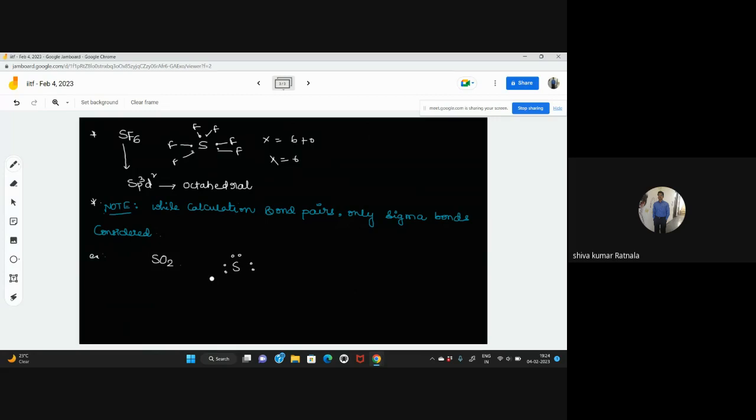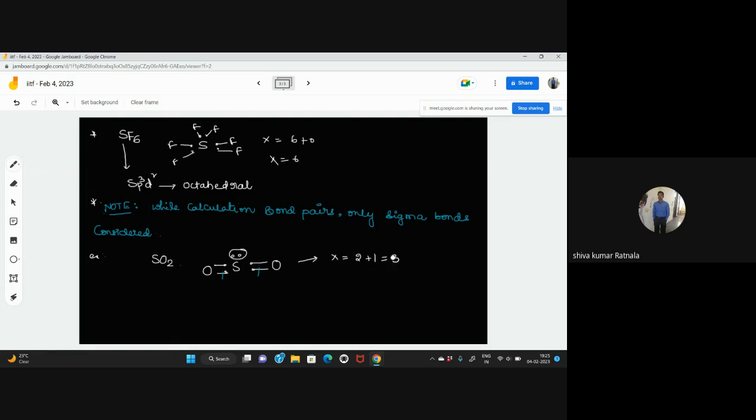In each case, how many bonds can oxygen form? 2 bonds. That means these 2 electrons will form 2 bonds with one oxygen, and these 2 electrons with the other oxygen. This will remain. And here, how many bond pairs are there? 2, sir. Pi bonds are not considered. So bond pairs are 2. And how many lone pairs? 1.